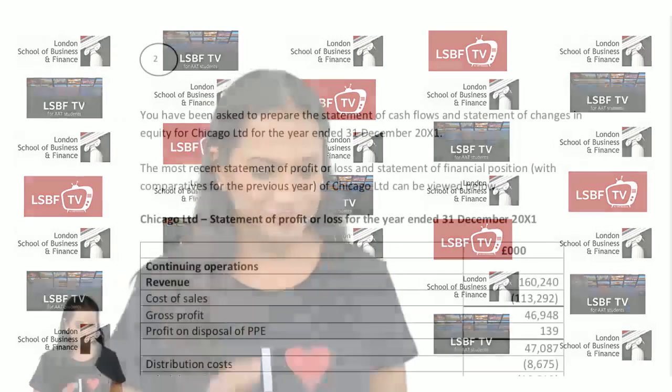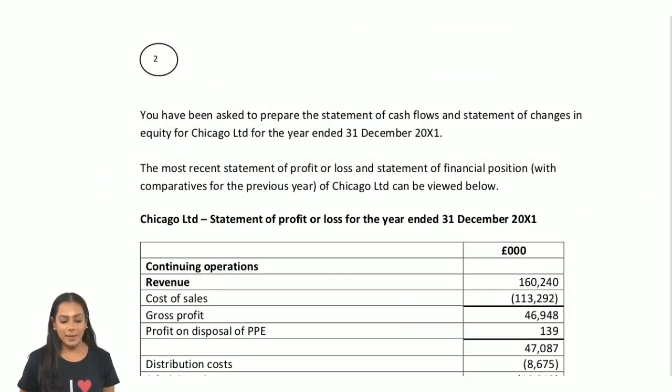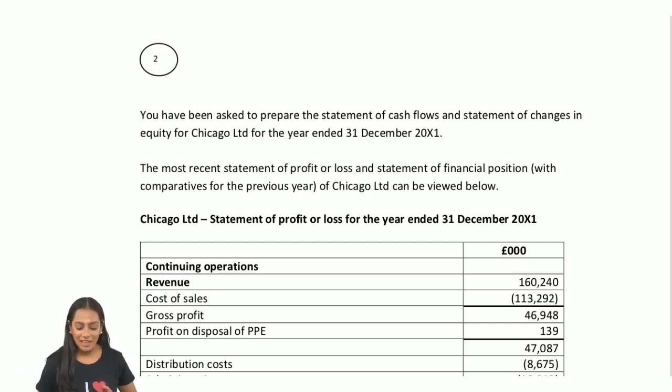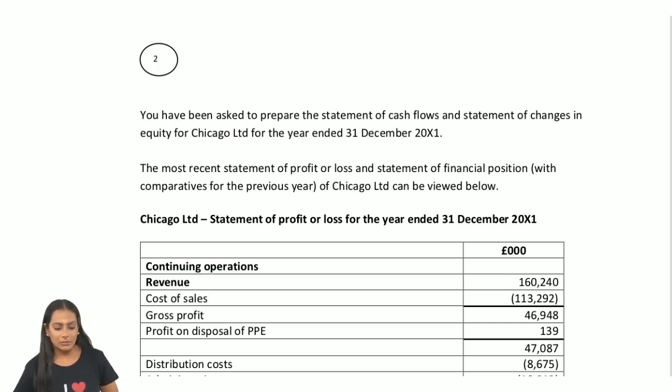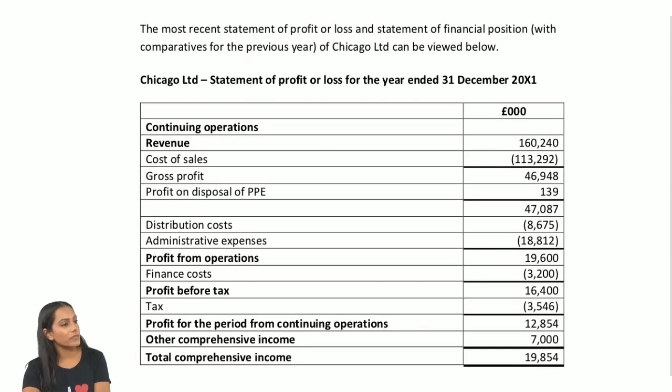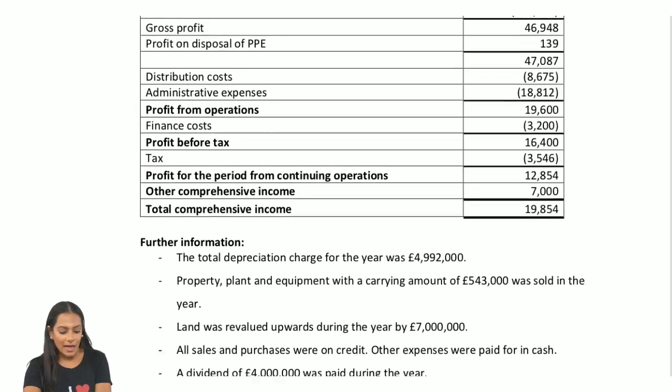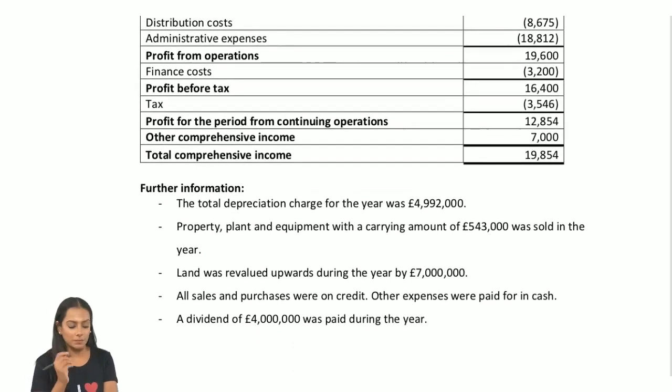Let's take a look. You've been asked to prepare the statement of cash flows and the statement of changes in equity for Chicago for the year ended December 11. The statement of changes in equity will be discussed in another session, not today. We've got the most recent statement of profit or loss and the statement of financial position with comparatives for the previous year. So we've got the statement of profit or loss there, and we've got further information.